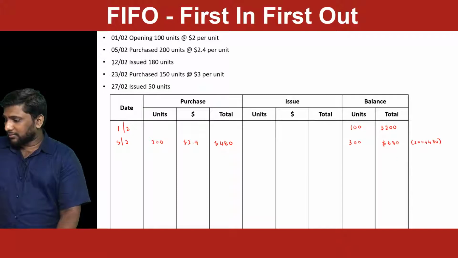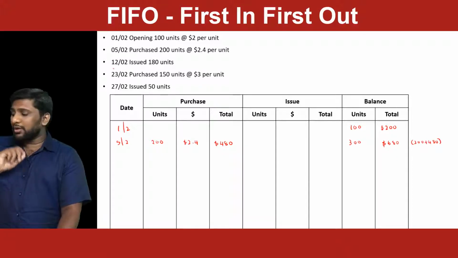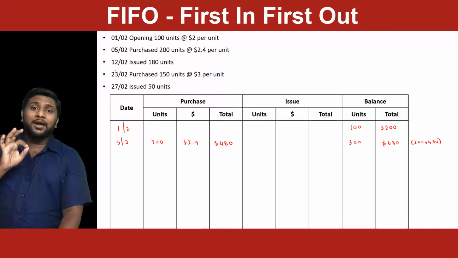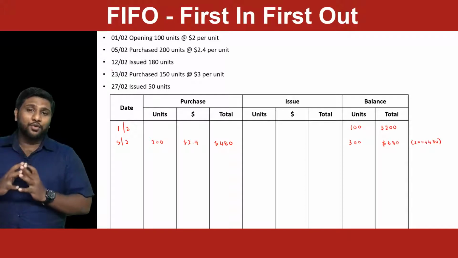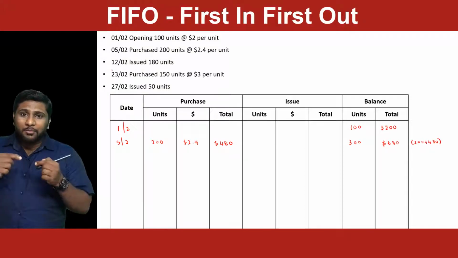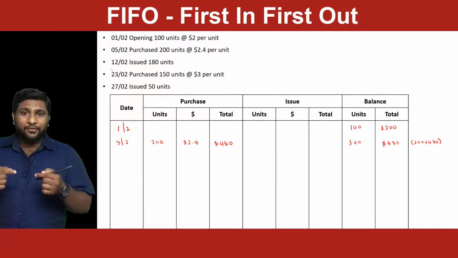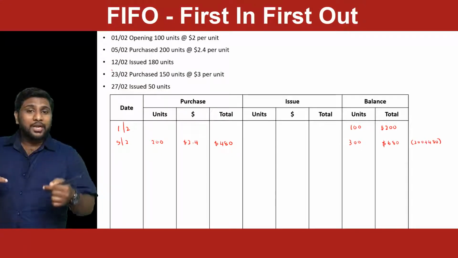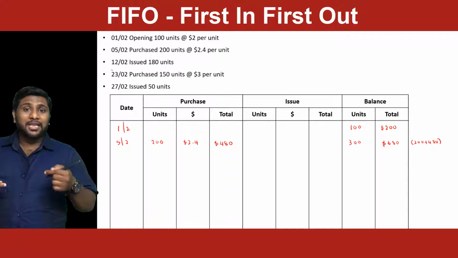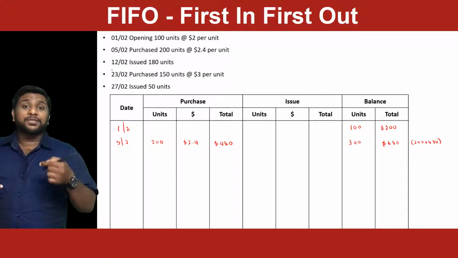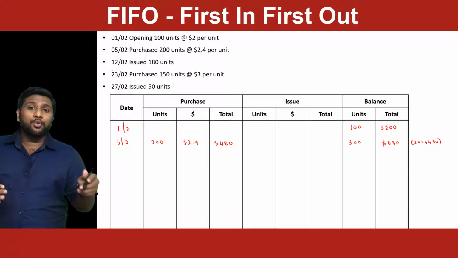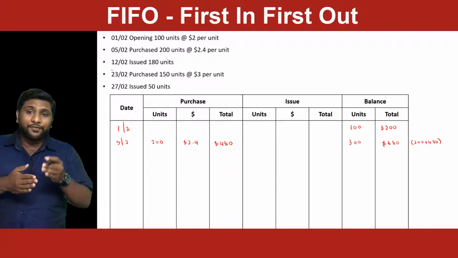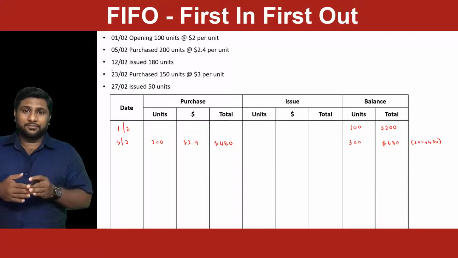And next, third one. Company making an issuance. When is that? 12th February. How many units? 108 units. Now this is the place where you have to be very focused. When you are making an issuance using the FIFO method, you have to issue whatever the materials or whatever the inventory that you received first. FIFO: first in, first out. Whatever the materials received first, you should issue it first.